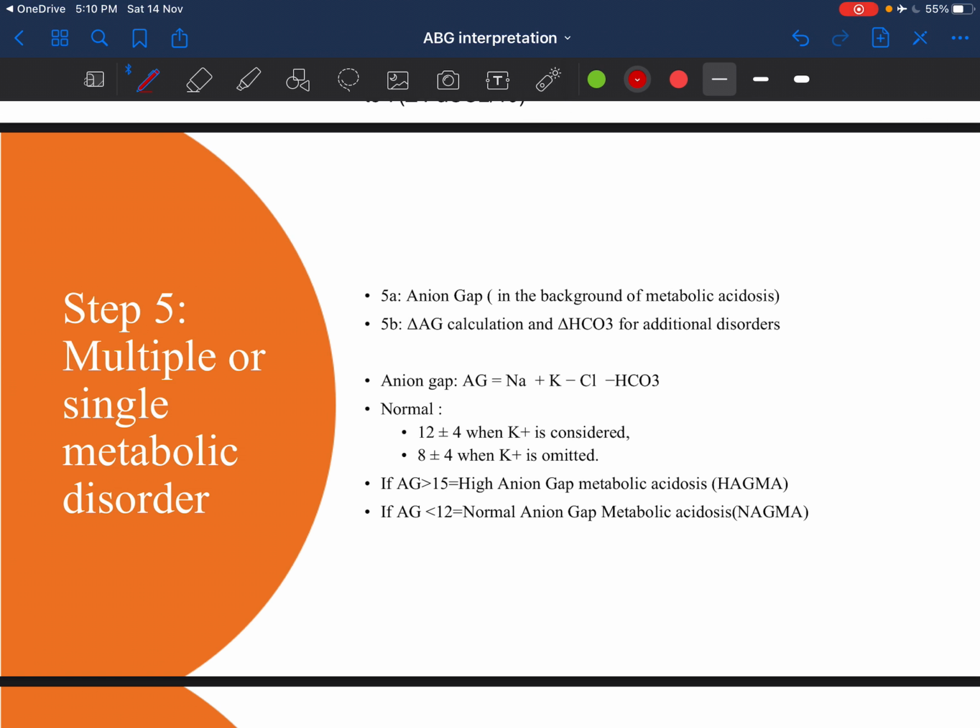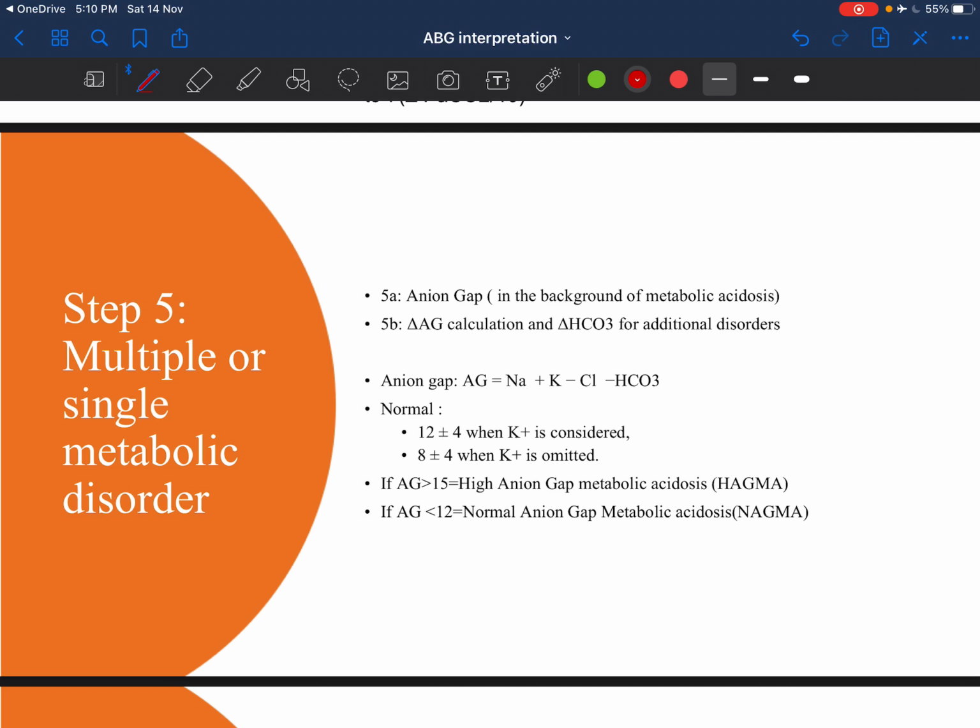compensated or uncompensated in an ABG strip that is actually correctly done, and now you need to know whether there is just that abnormality that you have calculated or there is additional abnormality. See, now for you to know whether it is single or multiple, there are multiple methods to use to identify it, and here I have used the anion gap method, which is widely followed.